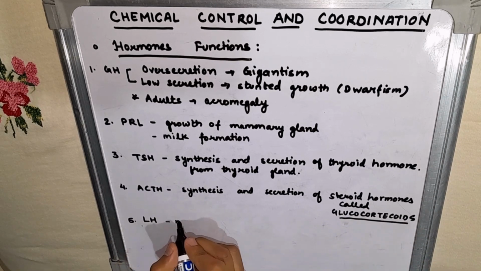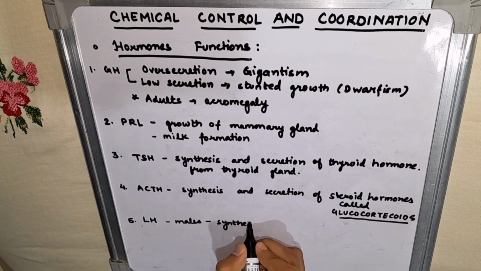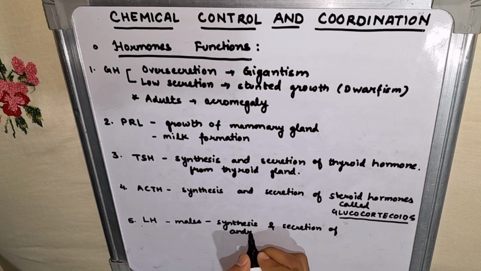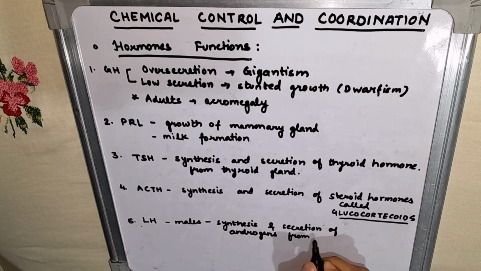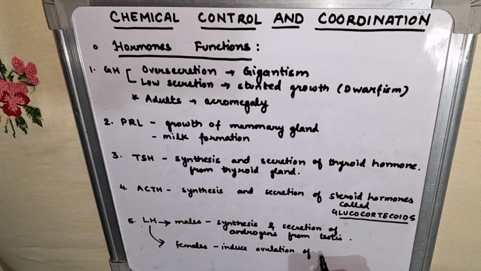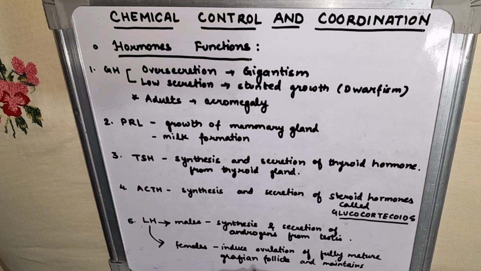Fifth is your LH, luteinizing hormone, which in males is responsible for synthesis and secretion of androgens from the testes. In females, LH is responsible to induce ovulation of a fully mature Graafian follicle. It is also responsible to maintain the corpus luteum.